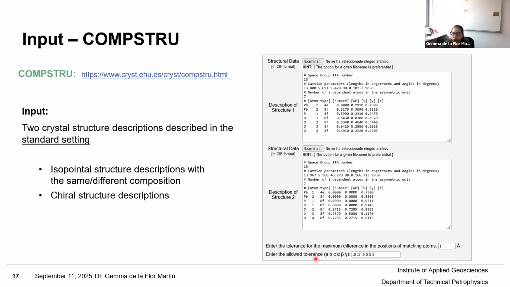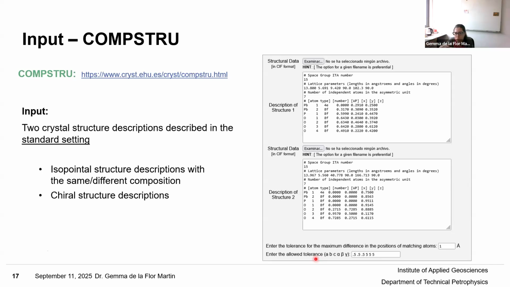As input data, you need to provide the two structures described with respect to the standard setting. This is a specific setting of a space group that coincides with the conventional space group description found in Volume A of International Tables for Crystallography. For a space group with more than one description in the tables, the following settings are chosen as standard: unique axis b, cell choice 1 for a space group within the monoclinic system; hexagonal axes for rhombohedral space groups; origin choice 2 for centrosymmetric space groups within the orthorhombic, tetragonal, and cubic systems.